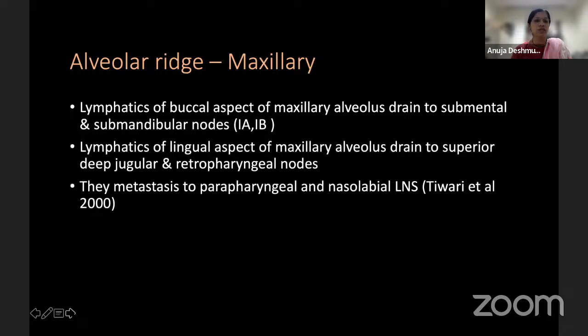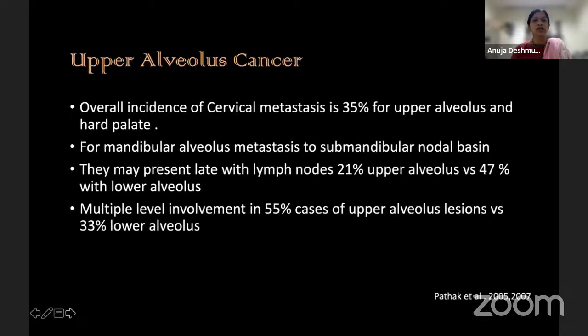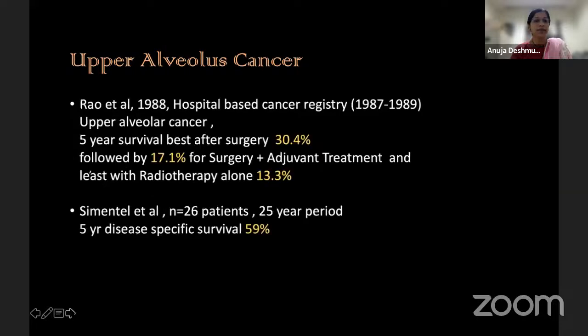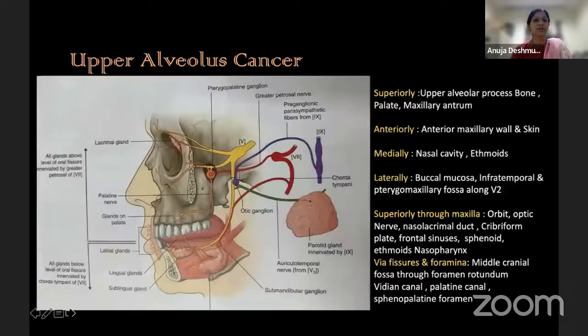the upper alveolus involvement. So coming to the overall cervical metastasis, it is 35% because of the upper alveolus, and it goes to the submandibular gland. And as I said earlier, there are multiple levels involved. Coming to the data, which I have told already about the Tata data, apart from that, there is another data where a 25-year period has shown about 60% 5-year disease-free survival.